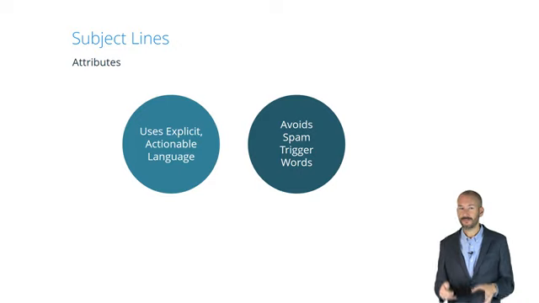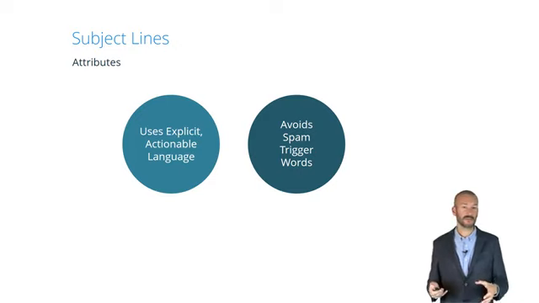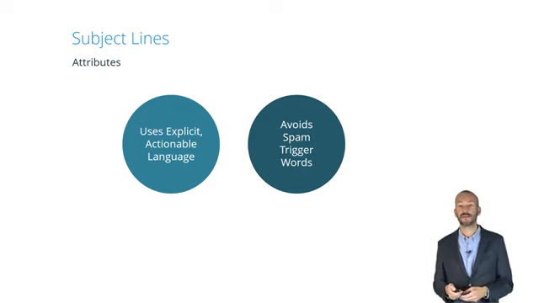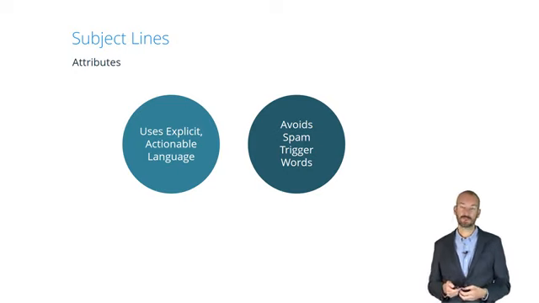Okay, effective subject lines. What are some of the attributes of effective subject lines? It's important to use explicit, actionable language. Don't be vague. Keep it clear. What do you want people to do? Ideally, open it up, take a read through, maybe click on some links, share some stories, share some content.